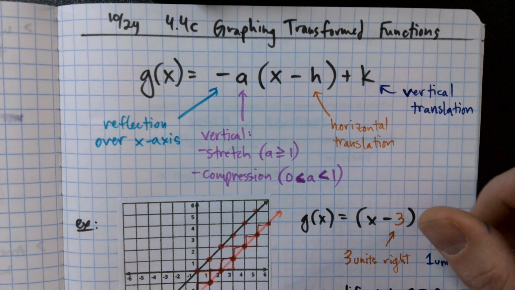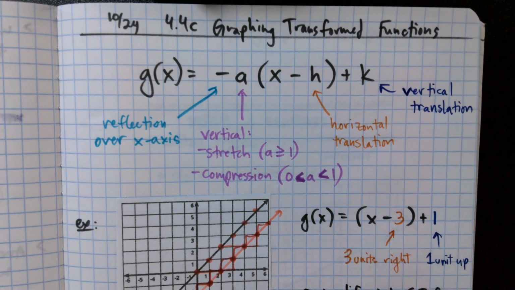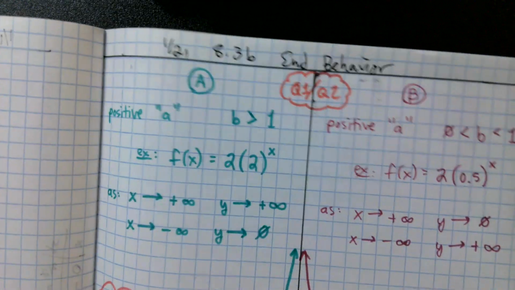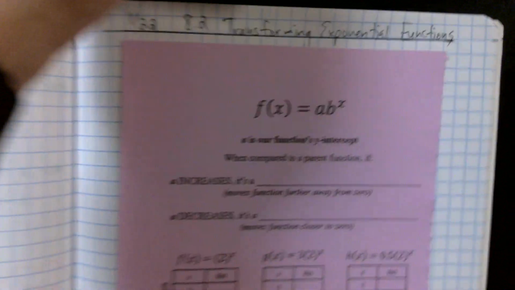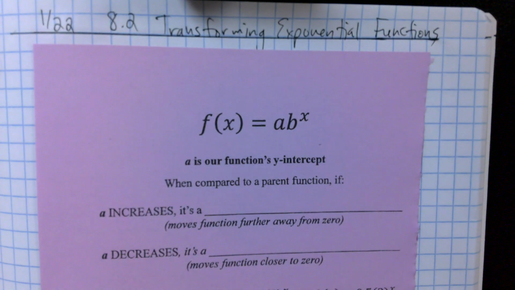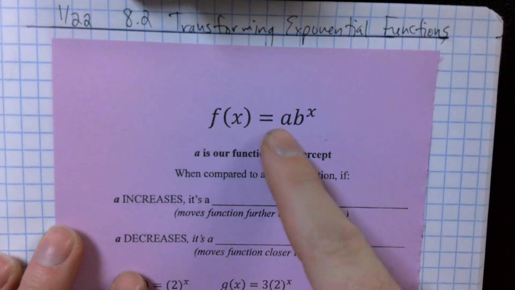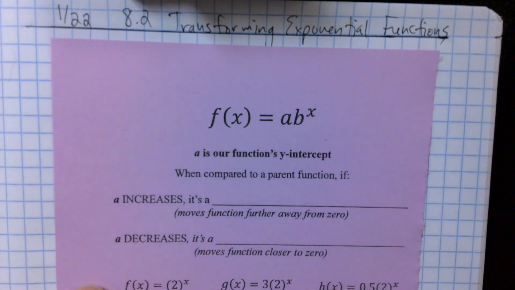Okay, give me a thumbs up if that all sounds familiar to you. Okay. Today, it's going to be exactly the same, but instead of a linear function, we're going to be doing it with an exponential function. Okay? So, this is our equation that we know very well. F of x is equal to a times b to the power of x.